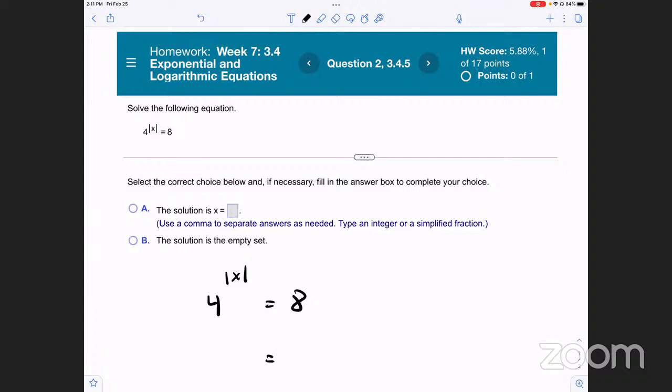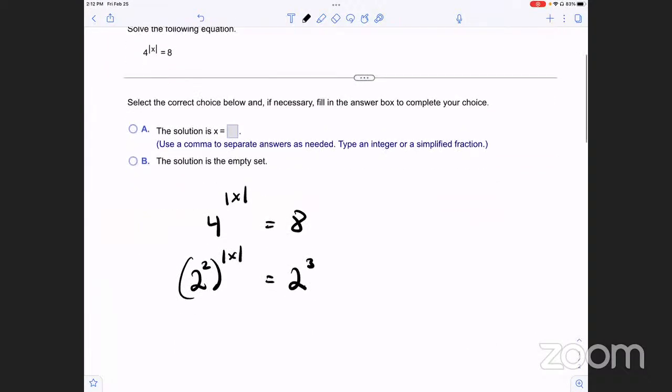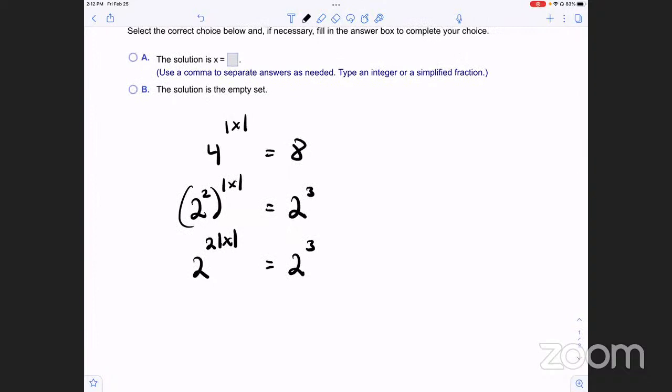So 4 is the same as 2 squared. 2 squared to the power of absolute value of x equals 2 to the power of 3. When we have a power raised to another power, can anybody tell me what we do with those two numbers? Don't you multiply them? This is going to be 2 to the power of 2 times the absolute value of x, equals 2 to the power of 3, right? So we have two exponential expressions of the same base. Now all we need to do is equate the exponents: 2 times the absolute value of x equals 3.